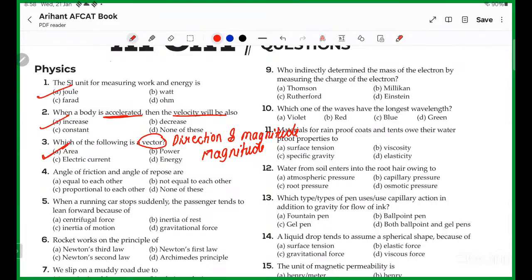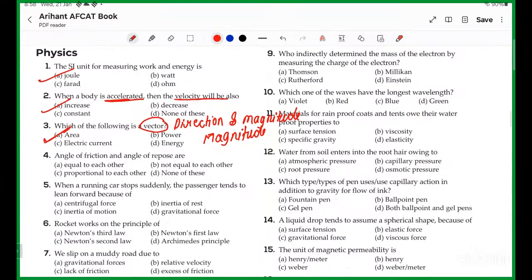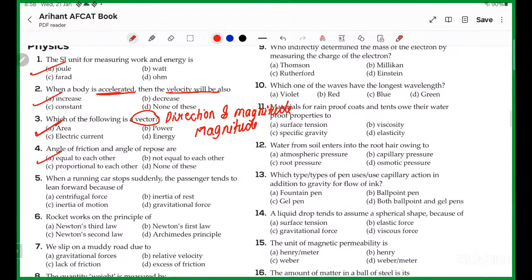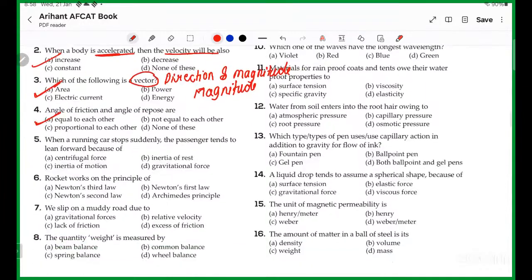Angle of friction and angle of repose are both equal to each other. This is basically a part of the chapter on friction where angle of friction will always be equal to angle of repose. The more friction there is, the more the angle of repose will be. When a running car stops suddenly, the passenger tends to lean forward because of inertia of motion.